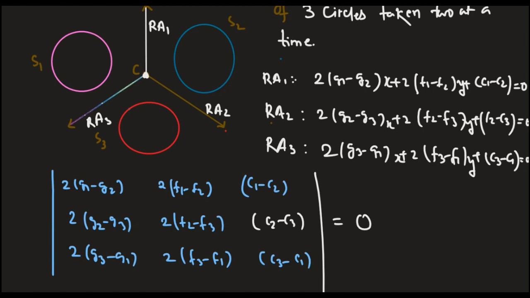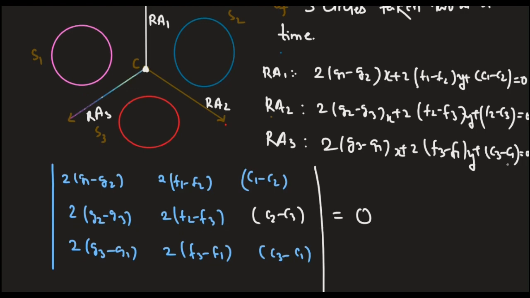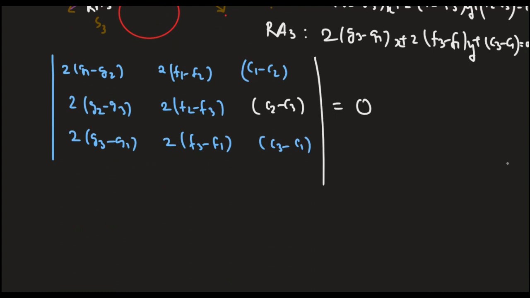So RA1, RA2 and RA3, where they intersect, that point is known as the point of radical center. This point is known as the radical center. So now we have discussed point number 19.